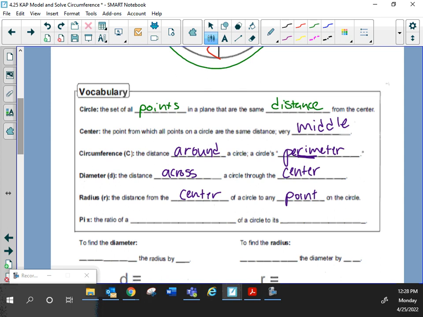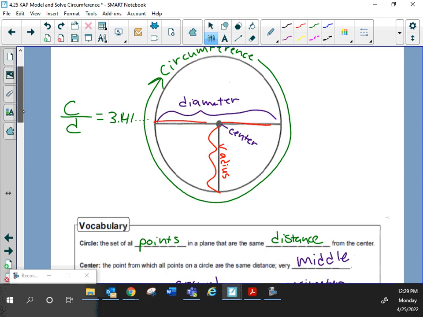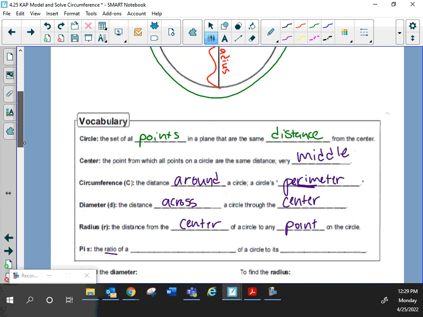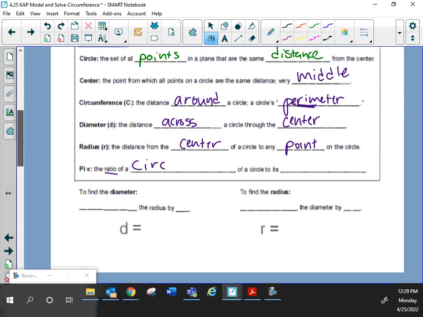And lastly, pi. Pi is a ratio. How does Miss Otto always or often write a ratio? In what form? Fractions, usually a fraction. And we just said that the way they get pi is the ratio of circumference to diameter. We divide that circumference by the diameter, and we get 3.14159. Okay? It is a ratio. That's a very important thing to remember.